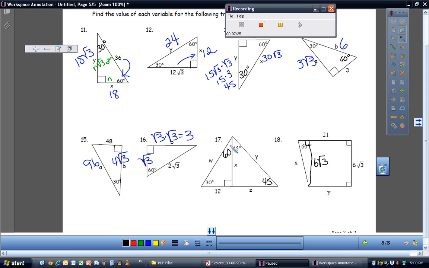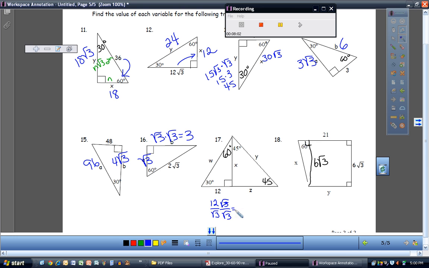Here I have a 30, 60, 90 triangle, and I'm given the length of the long leg. Even though it's not drawn to scale, this is the long leg because it's across from 60. So to get from here to my short leg, I'm going to divide by the square root of 3. So 12 divided by the square root of 3. If I rationalize my denominator, I have to multiply the top and the bottom by square root of 3, and I get 12 square root of 3 over 3, which is 4 square root of 3. So this side here is 4 square root of 3.